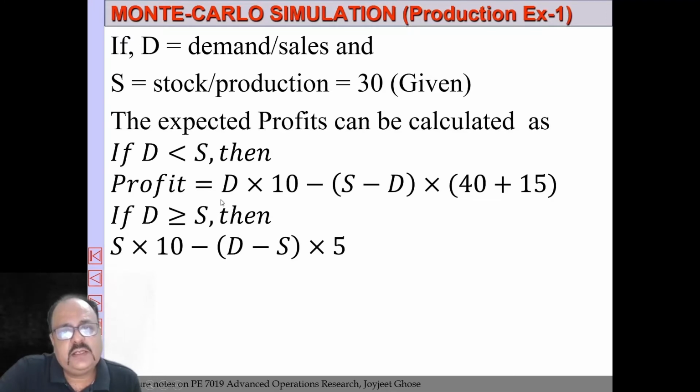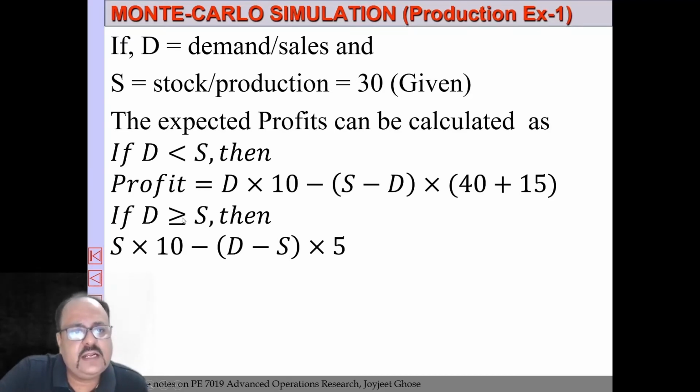If demand or sales is 20 and the production is 30, then there is a difference of 10 units. 10 units will be unsold. So the unsold units he has to dispose at a cost of 15, and the production cost of each unit is 40. So for each unit he is losing 55 rupees. So how much is unsold? S minus D, that is 30 minus 20, in the example I have taken, so 30 minus 20 is 10, 10 into 55. Likewise, we'll find out the profit if D is less than S.